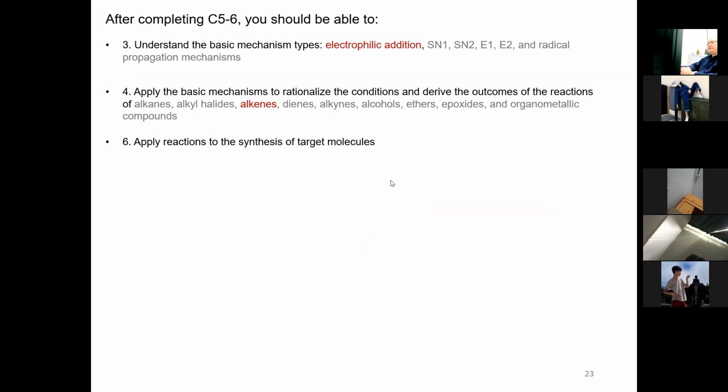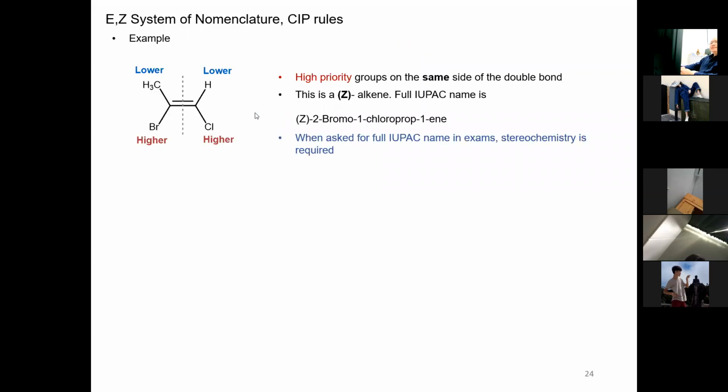So chapters 5 to 6 are the biggest chapters of the first half of the semester, and deal with alkenes and especially electrophilic addition and all these reactivities of alkenes. So using the CIP rules, you should be able to judge whether it's a Z alkene or an E alkene. And again, if you have an alkene in your naming that has E or Z, you need to write E or Z in the beginning.